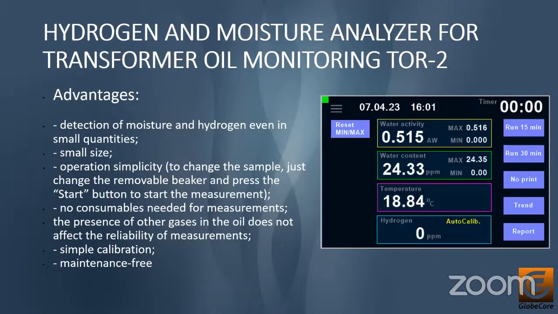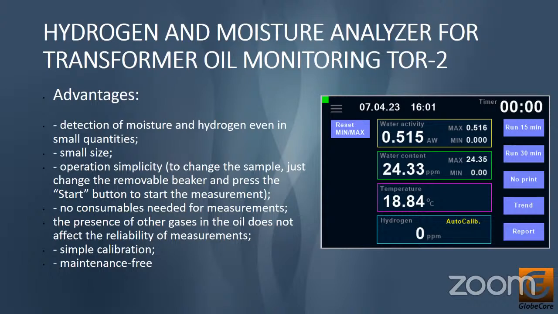TOR2 tester is designed to determine the moisture and hydrogen content in insulating oils. Standard laboratory tests take at least 1 day. This can be a waste of time and human resources, increasing the cost of services. So this Globcore product allows our client to perform this test independently.